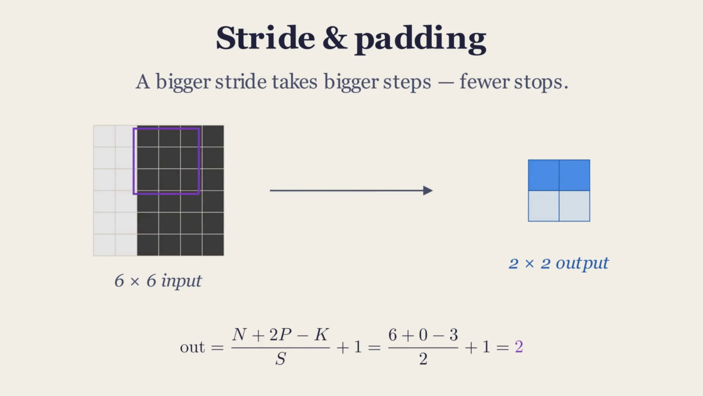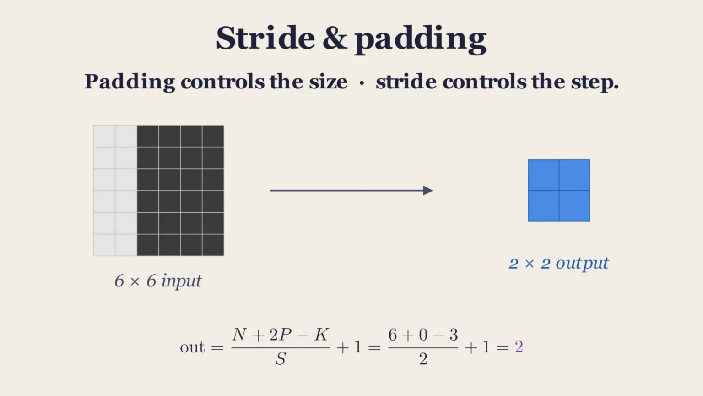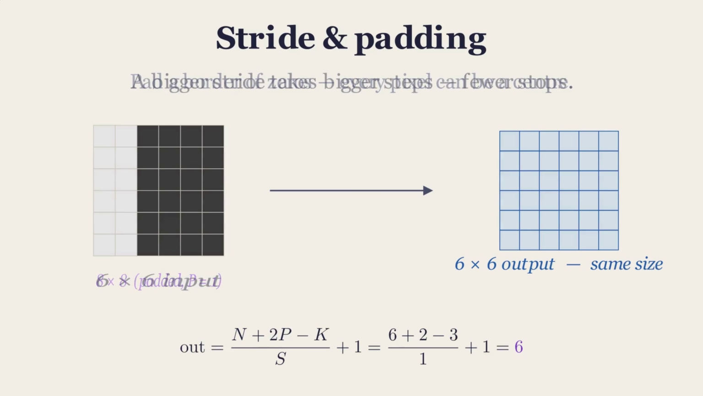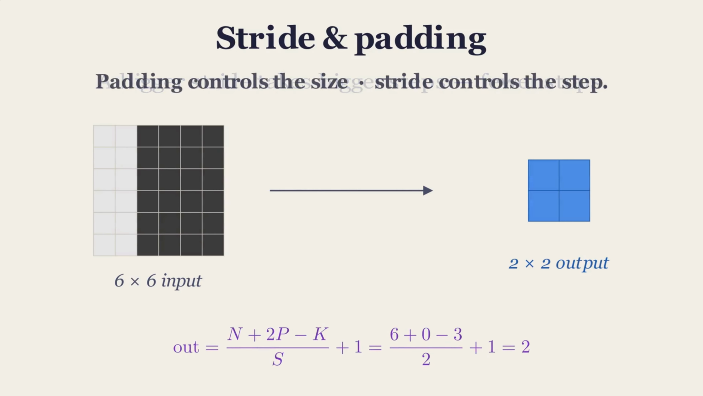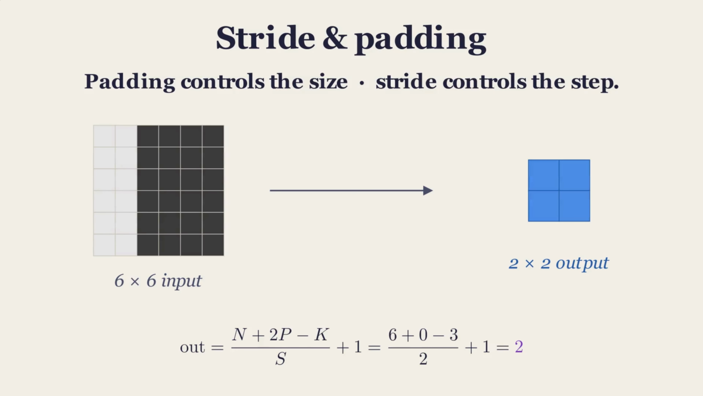That's called same padding. Now for the opposite effect. What if we take bigger steps? That's called stride. Instead of moving 1 pixel at a time, a stride of 2 jumps 2 pixels at a time. Fewer stops means a smaller output, so the image gets deliberately shrunk down. There's one neat formula that ties it all together. The output size equals n plus 2p minus k, all divided by s, plus 1. In plain terms, padding controls the border and stride controls the step.